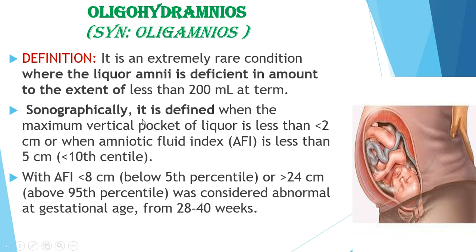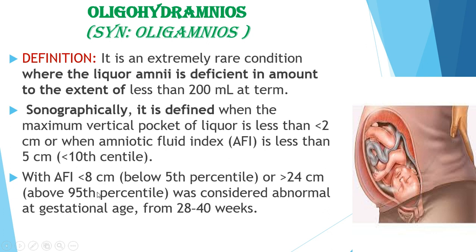Sonographically, it is defined as the maximum vertical pocket of liquor being less than 2 cm, or the amniotic fluid index (AFI) less than 5 cm. The normal AFI is 5 to 25. So if the AFI is less than 5, or below the 10th percentile, you can call it oligohydramnios. You can see from this picture there is very little fluid, only little pockets of fluid.